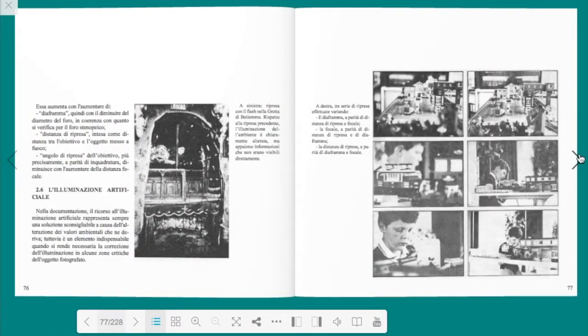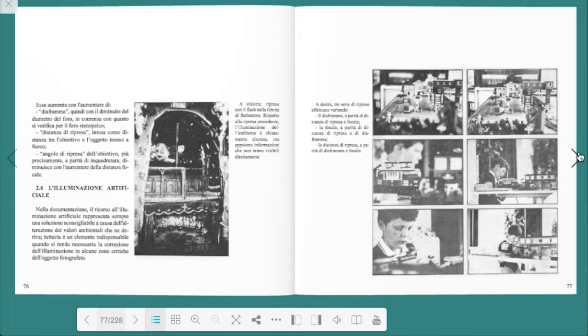Page 76. 2.5. The depth of field. By observing any photograph, we realize that not only is the image of the focused object defined, but also that of objects closer or farther away. We define depth of field as the distance between the closest and the farthest object whose images have sufficient definition. It increases with increasing diaphragm, therefore with the decrease of the diameter of the hole, in line with what occurs for the pinhole. Shooting distance, understood as the distance between the lens and the object in focus. Shooting angle of the lens, more precisely, with the same frame, decreases with increasing focal distance.